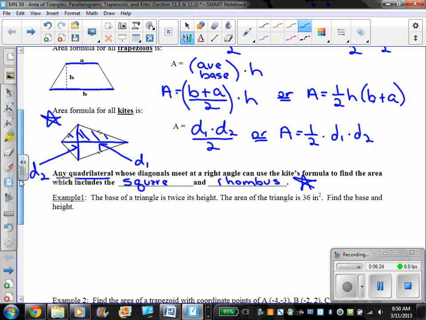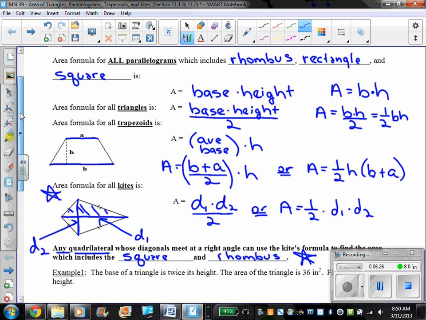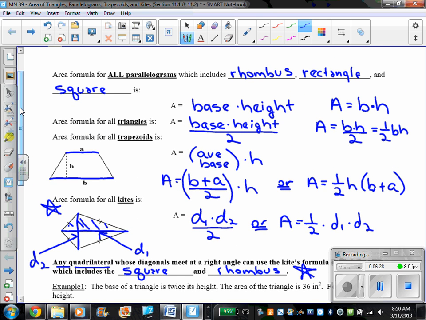Okay, so kind of recapping here, let's take a step back. Again, all parallelograms, and remember parallelograms also include rhombus, rectangle, and square, have the area of base times height. The triangle, which is very similar, is base times height, but you can't just do base times height because that would be a parallelogram. So that's why you divide it in half. I always think about a triangle as being half of a parallelogram.